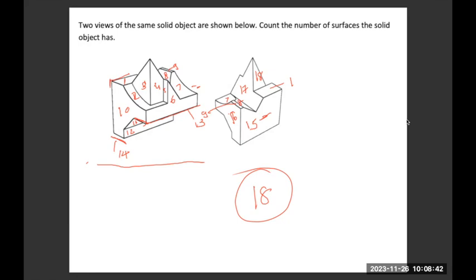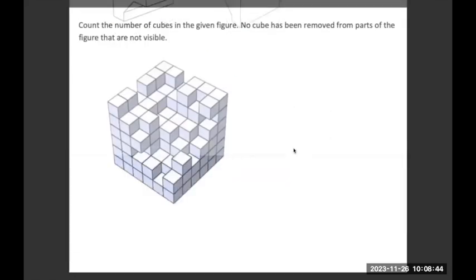Okay, we'll move to the next one. Here you're given a solid and some cubes of the solid are removed, taken out. What is also given is the number of cubes that are there inside the solid, none of them are removed, they're intact. You have to count the total number of cubes in the given figure.